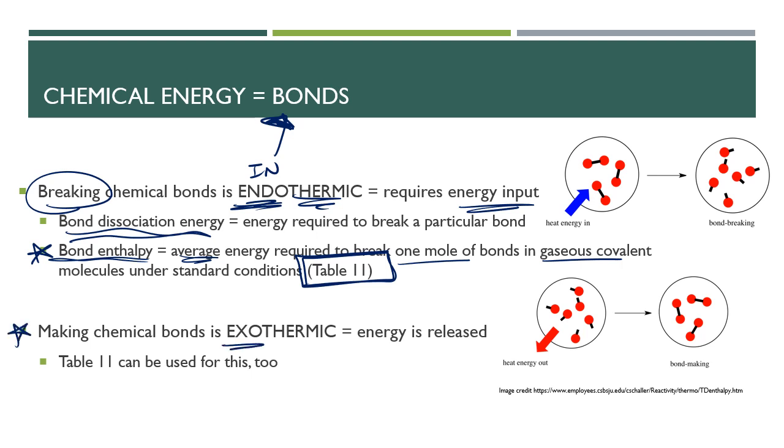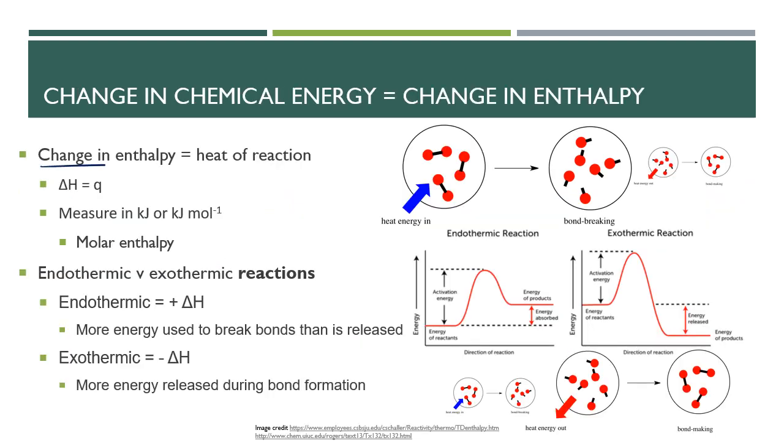Making chemical bonds is actually exothermic because the formation of a bond is slightly more stable than these guys being free radicals all over the place. And so with this making of bonds as exothermic, energy is released. We can use table 11 for that too. We're just going to switch the signs. Endothermic, because we're adding energy, is positive. Exothermic, energy is being released, is going to be a negative energy change, positive energy change for endothermic. So this idea of changes in enthalpy or heats of reaction, sometimes we also call it the enthalpy of reaction.